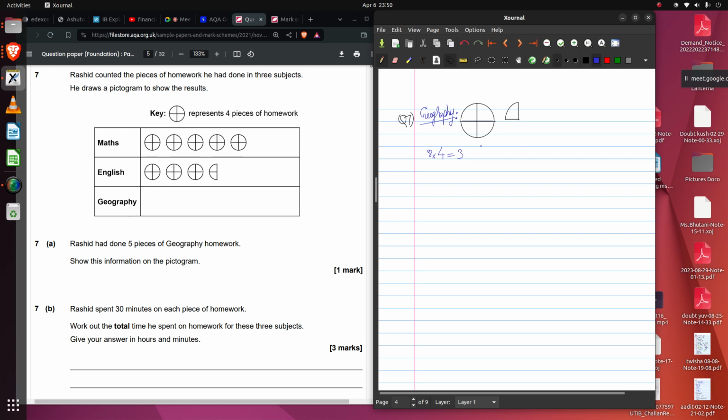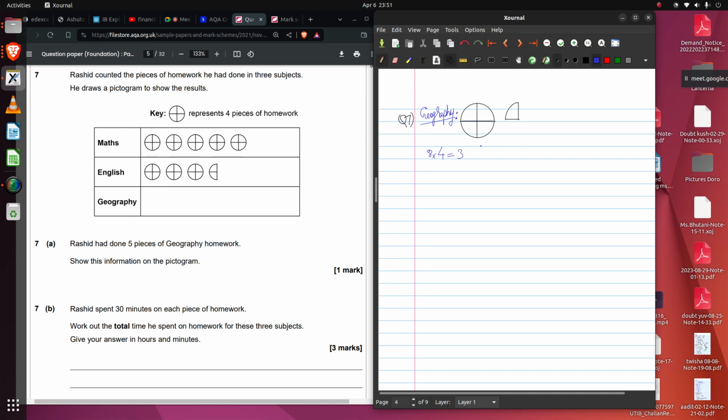So, for maths, we have 24. All right. Then 1 2 3 4 5, 5 fours are 20. Why is it 24? Can you explain for maths? Why is it 24? 24 pieces of homework. Oh, you are saying 24. Yeah. How did you count 24?